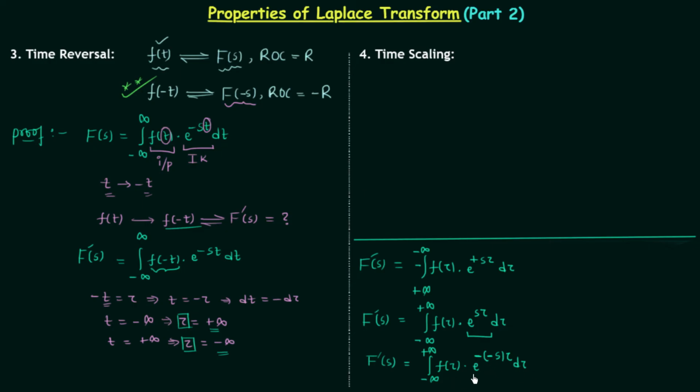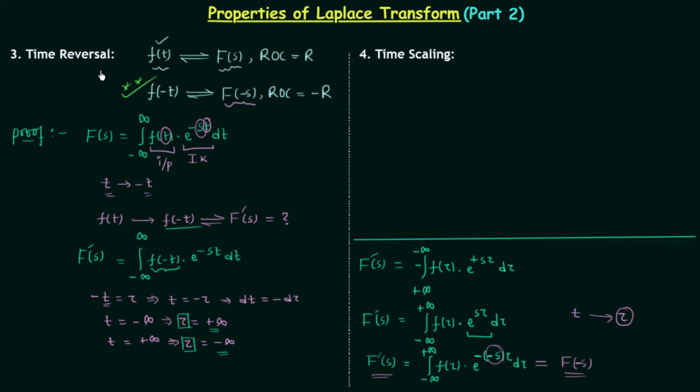And if you compare this with the formula we are having here, you will find there are two changes. The first change is that the input is having a new variable which is tau, but it will not change the Laplace transform. So F(s) dash is equal to F(s), but there is one more change. In place of s, we have minus s. So here we will have negative sign. So you can see F(s) dash is equal to F(minus s), and in this way we have proved the time reversal property.